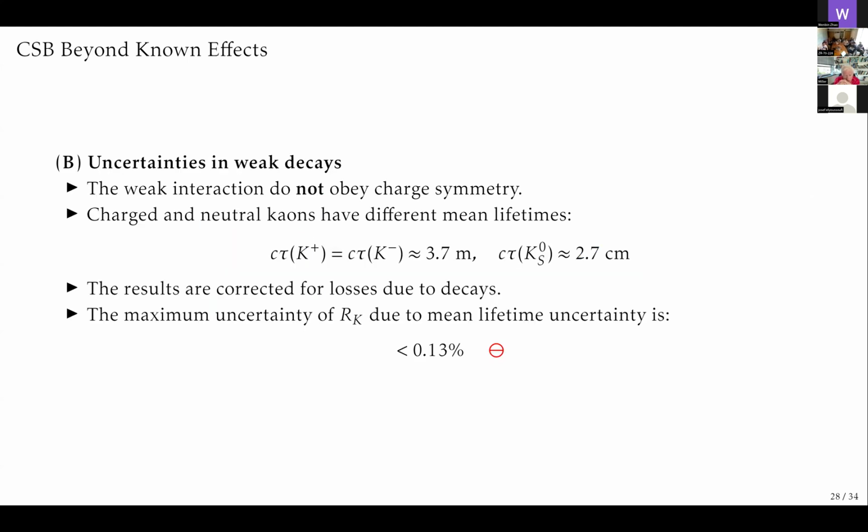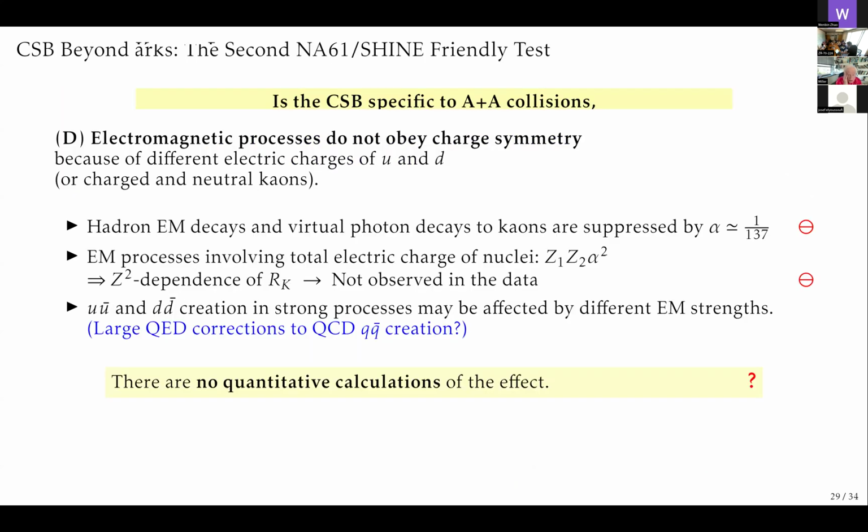Right. So then we go to uncertainties due to weak decays, because the weak interaction does not obey this kind of charge symmetry, and charged and neutral kaons have different mean lifetimes. As I mentioned before, the results are already corrected for this effect. But of course, the corrections themselves have some uncertainties. If you move up and down within this uncertainty, you only get about 0.1% out of it. So this cannot be a significant effect.